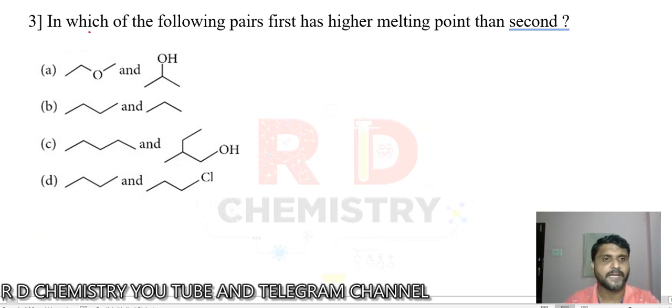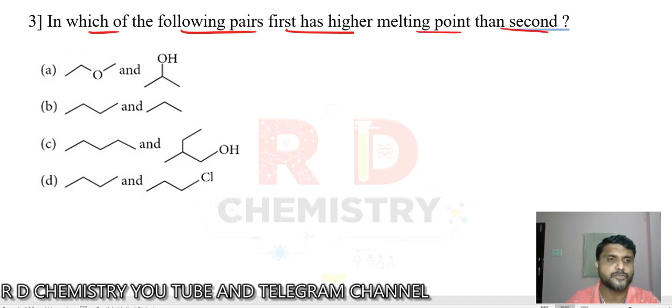Question number 3. In which of the following pairs does the first have a higher melting point than the second? Let us see the first one. This is the ether, first one the ether, second the alcohol. Alcohols have more boiling point. So the first one doesn't have the higher melting point. So wrong answer.